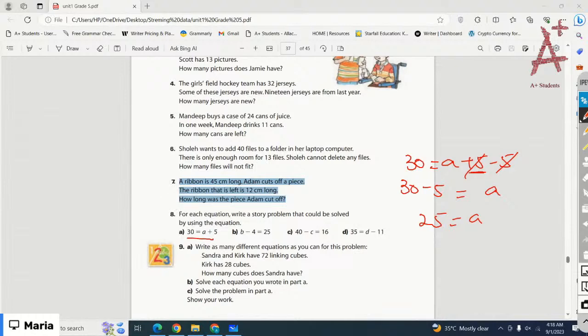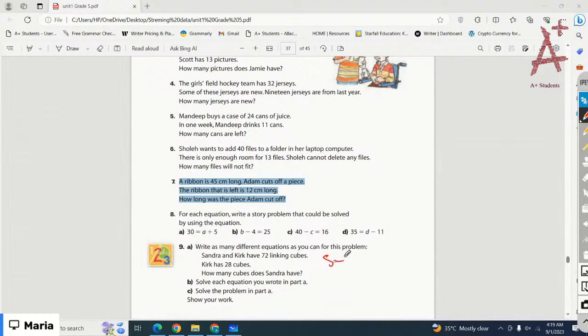You can do B, C, and D on your own. Let's just start with question number 9. Write as many different equations as you can write for this problem. Sandra and Kirk have 72 linking cubes. Kirk has 28. How many cubes does Sandra have?